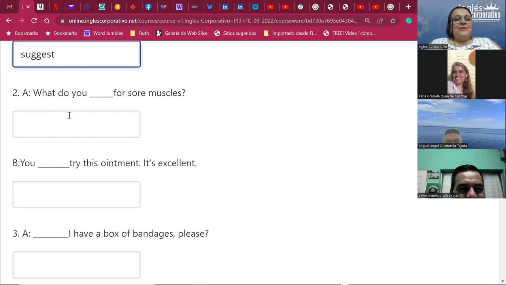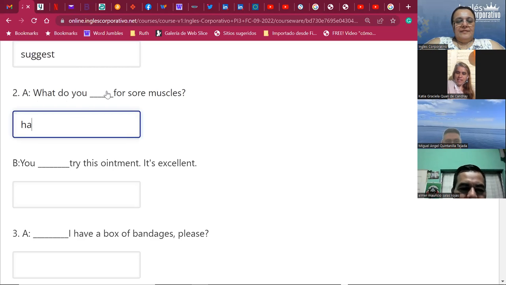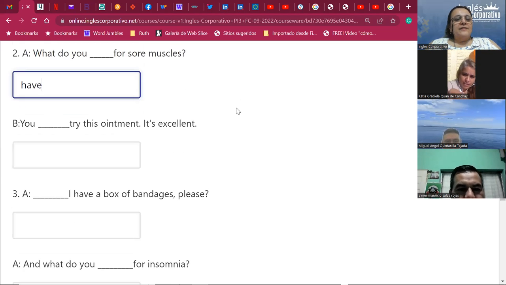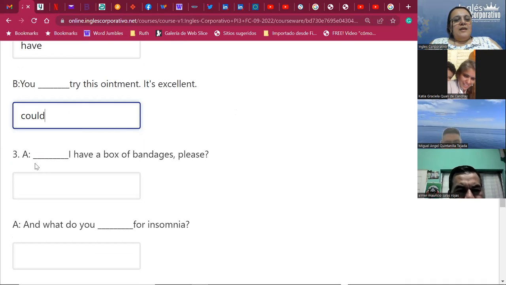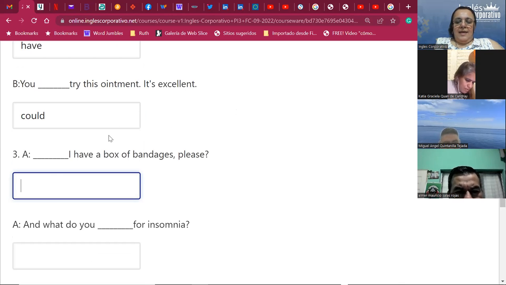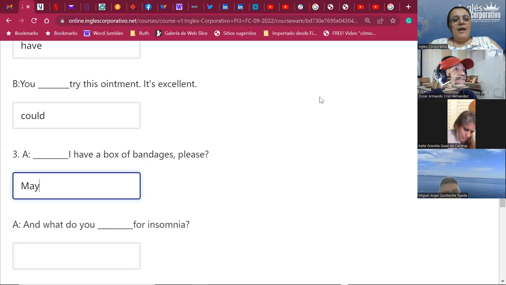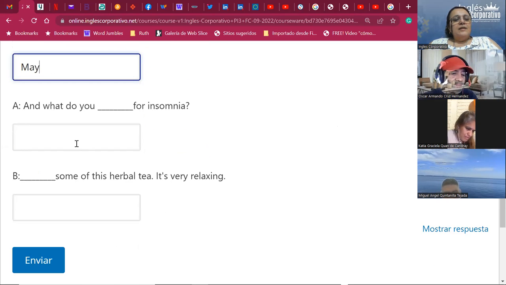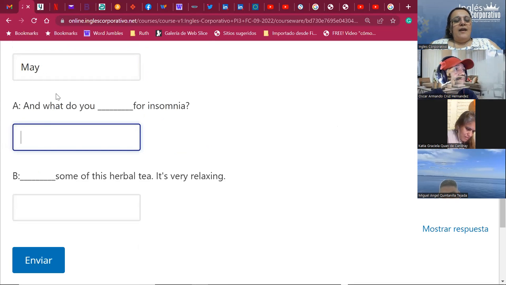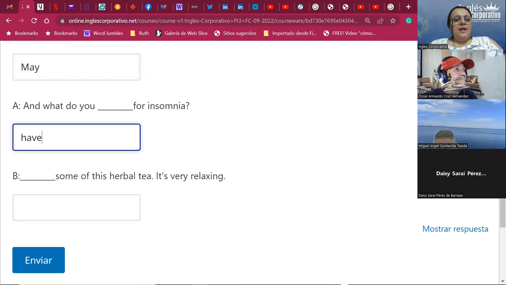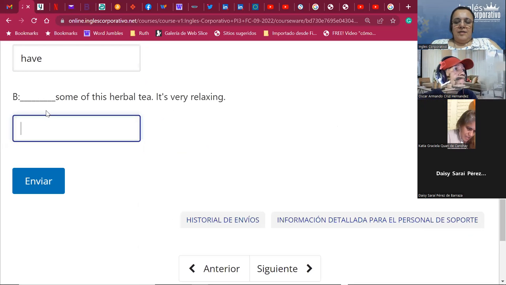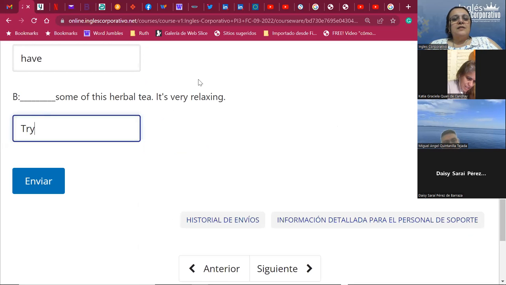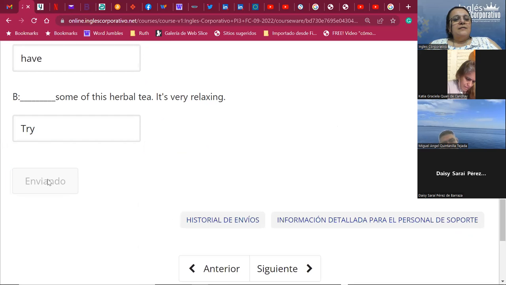Okay. What do you have for sore muscle? You could try this ointment. It's excellent. May I have a box of bandages, please? And what do you have for insomnia? Some of this, sería try, ¿verdad? Try, yes. Try some of this. It's very relaxing.